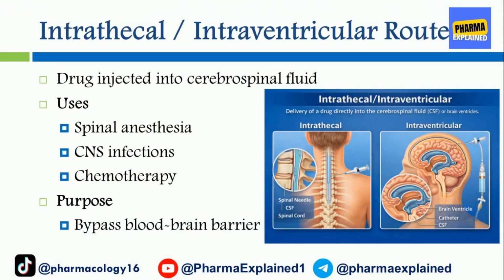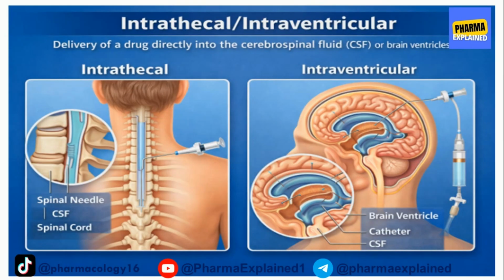2. Intrathecal or intraventricular route. Normally, the blood-brain barrier prevents many drugs from entering the central nervous system. When rapid CNS action is needed, drugs are injected directly into cerebrospinal fluid. This route is used for spinal anesthesia, CNS infections, chemotherapy.